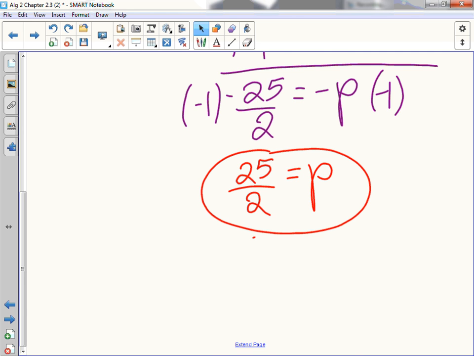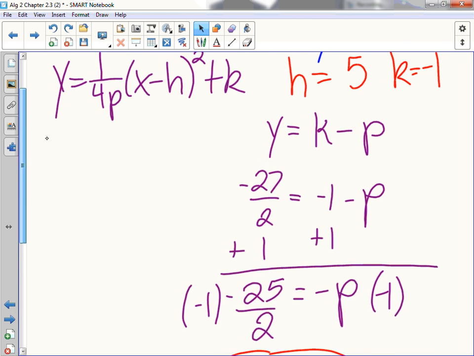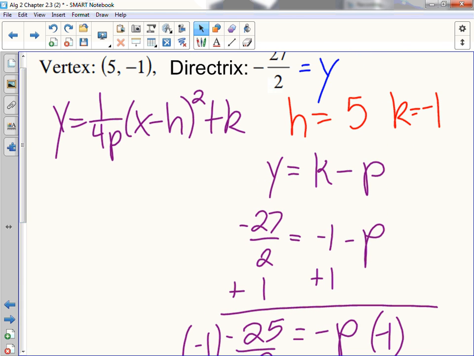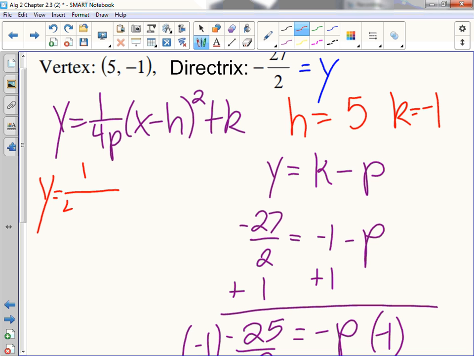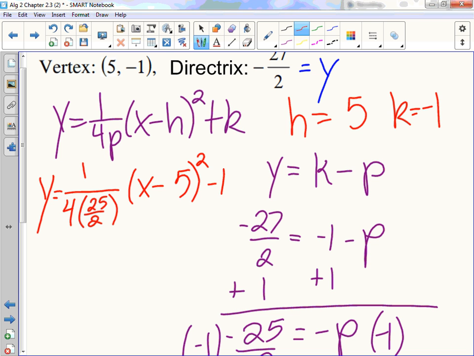So we have 25 over 2. So the value of p is 25 over 2. When I plug this in, I get y is equal to 1 over 4 times 25 over 2 times x minus h, which is 5, squared, minus 1.